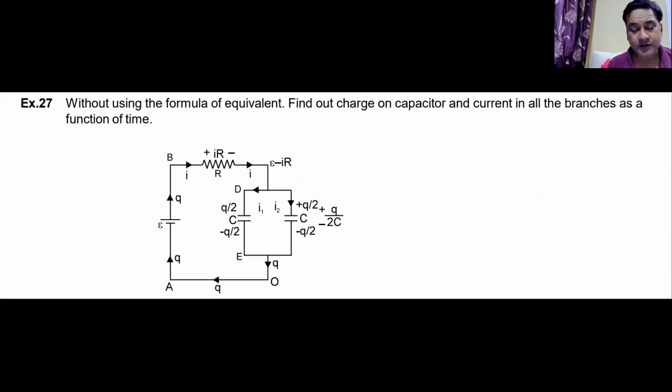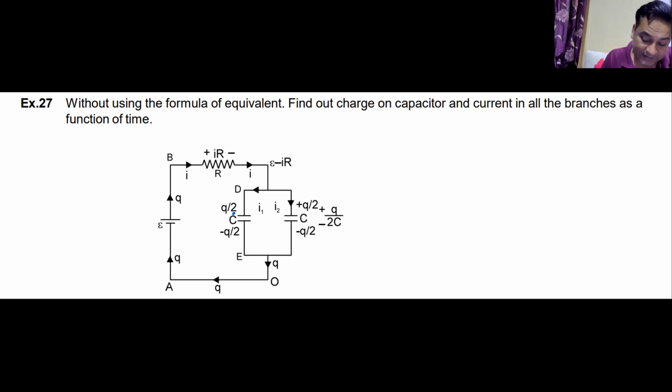Let's see if you can do better in this one without using the formula for equivalent. You don't know what that is, so leave it. Find out the charge on the capacitor and the current in all the branches. How many branches do you see? One is the main branch and the other two are the branches that are going inside. They have made both the capacitors the same, but I can make this question a little bit different, and that is what I'm going to do.